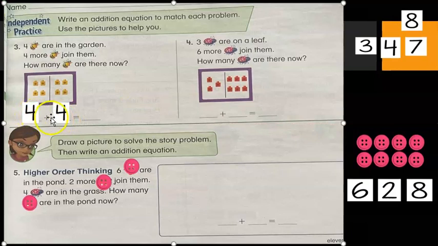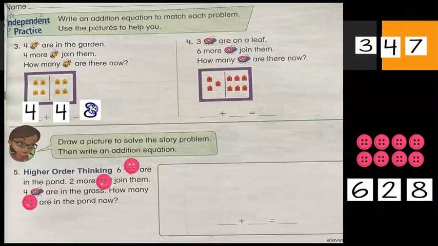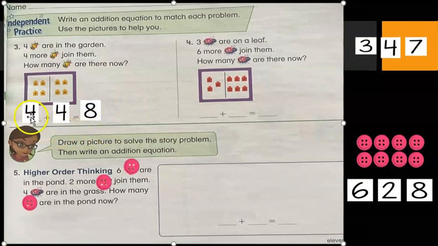Now we have 4 plus 4 equals... We still need a number here. All you do is you count them all up now. 1, 2, 3, 4, 5, 6, 7, 8. So what's the answer? 8. So Mr. Big A is going to drag 8. I'm going to put it right here. Now look at that. Here's our addition equation. 4 plus 4 equals 8. Read it with me. 4 plus 4 equals 8. So there's our answer. Now let's move here to number 4.